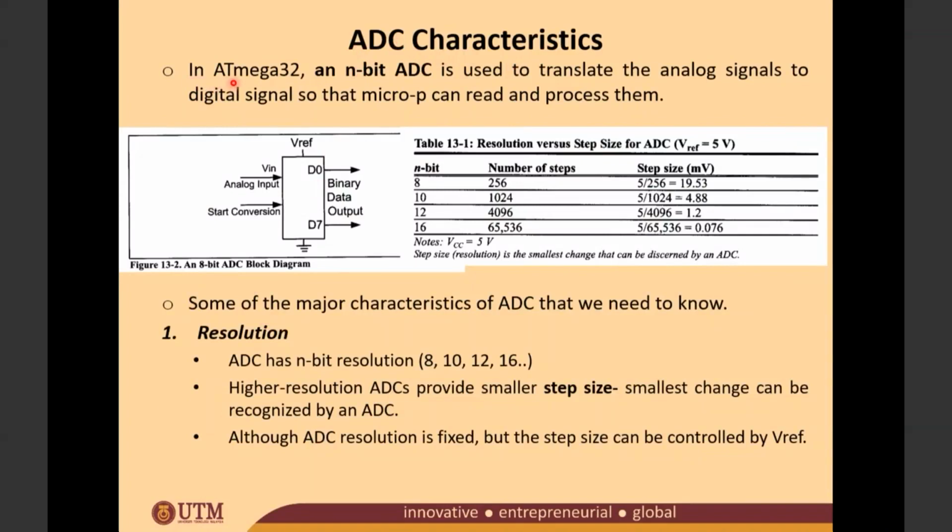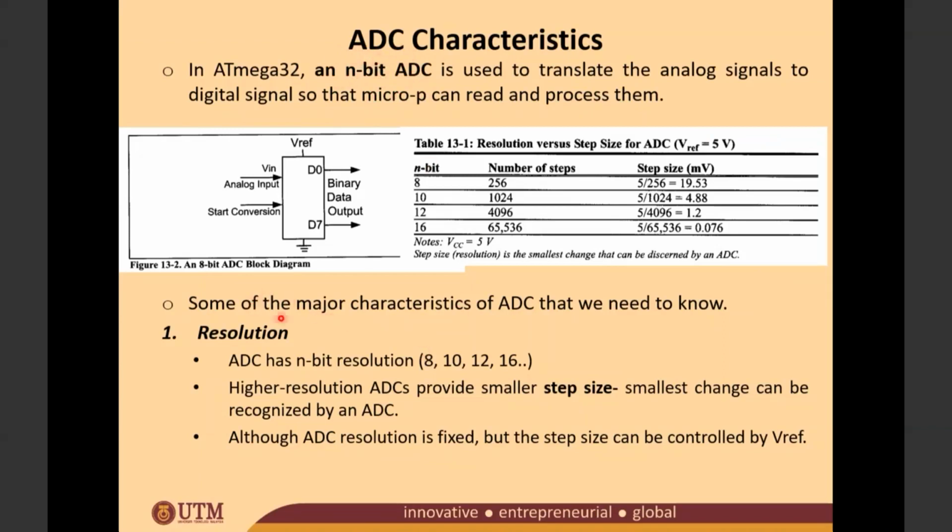Okay, so in ATmega32, an N-bit ADC is used to translate the analog signal to a digital signal so that the microprocessor can read and process it. The size of the ADC depends on every chip. For example, sometimes chip A has a 10-bit ADC and chip B has a 12-bit ADC. So this N-bit ADC is very important to determine the resolution of that ADC.